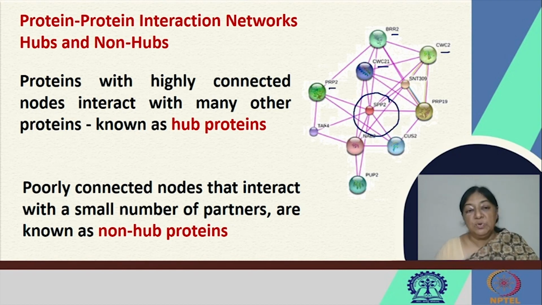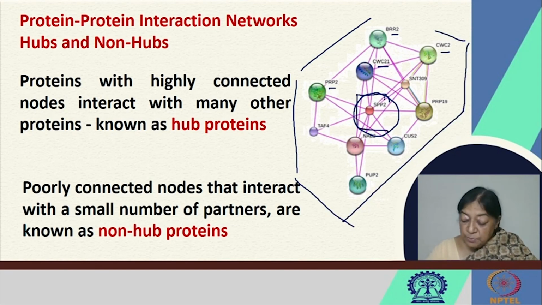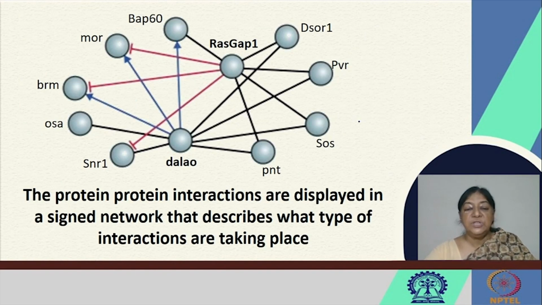So this would be a hub protein that has highly connected nodes. If we are going to target a network where this set of proteins are involved in a specific reaction, then it would be good to target this specific protein to see if we can inhibit its action, which would in turn inhibit its interaction with the other set of proteins it is associated with. Similarly, we can have these protein-protein interactions displayed in a network that describes what types of interactions are actually taking place.